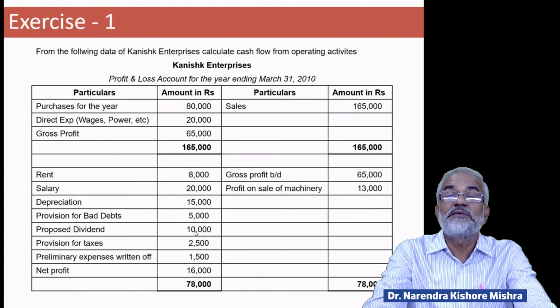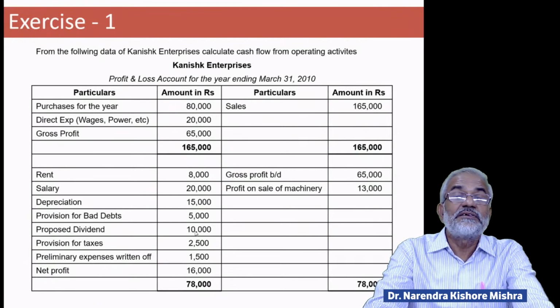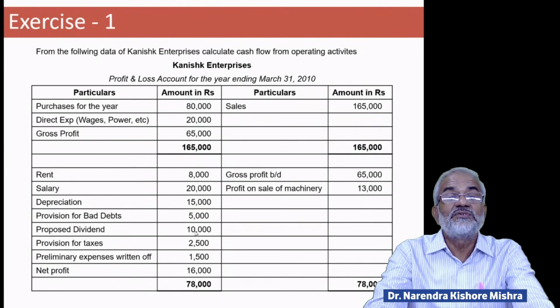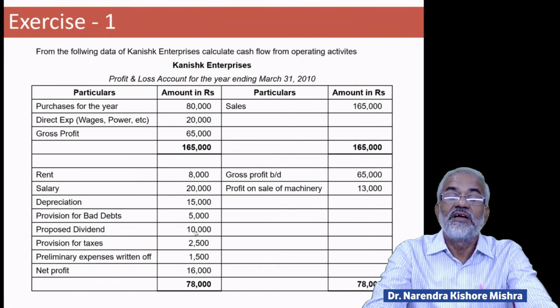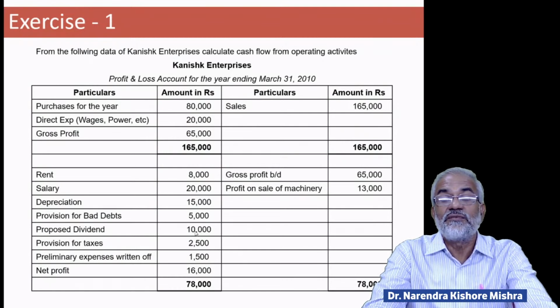This gross profit of 65,000 is transferred to the profit and loss account. Then there is an indirect income of 13,000. And in the debit side of the profit and loss account, there is rent of 8,000, salary is 20,000, depreciation is 15,000, provision for bad and doubtful debts is 5,000, proposed dividend is 10,000, provision for taxes is 2,500, preliminary expenses written off are 1,500. Since all these items are expenses, they are debited to the profit and loss account. And as a result, the profit and loss account gives rise to a net profit of 16,000.